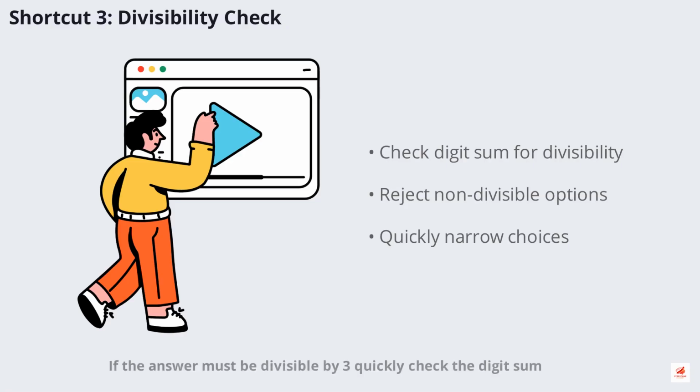If the answer must be divisible by 3, quickly check the digit sum. If an option's digit sum isn't divisible by 3, you can reject it instantly. This method is quick and effective for narrowing down choices in multiple choice questions.